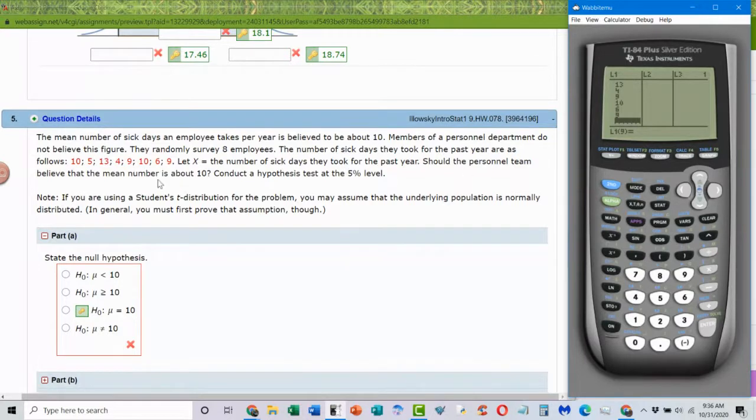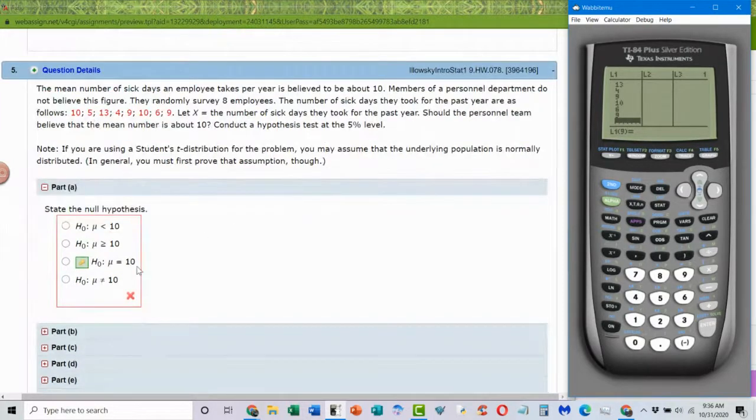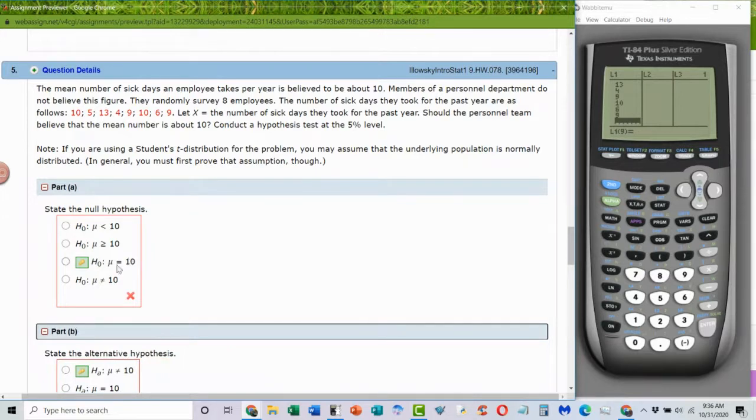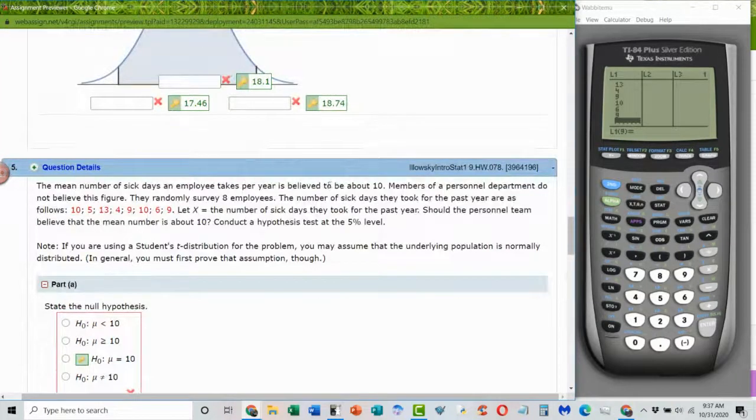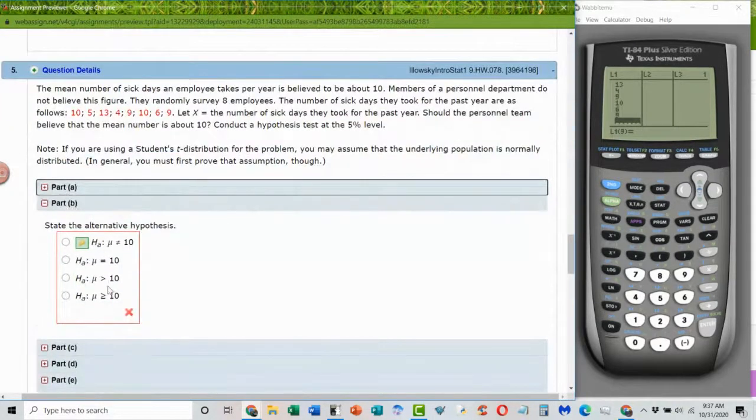Should the personnel team believe the mean number is about 10 at 5% total significance? So about 10, is it equal to 10 or not? Because they think that it's not true. They have no way of knowing whether it's higher or lower, but they don't think 10 is right. So we have equals 10 and not equals to 10. If they had said they think it's higher than 10, then the alternative would be higher than 10, and the null hypothesis would have been less than or equal to, even though they'd said about 10 here. Because the alternative would have been higher, we would have had everything else on the other side.